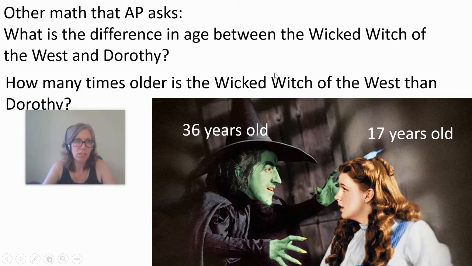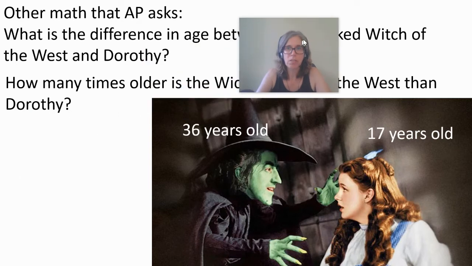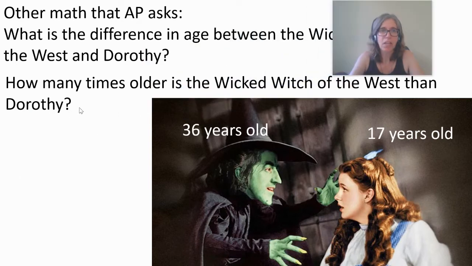Another question that they might ask is, how many times older is the Wicked Witch of the West than Dorothy? So how many times older, you're going to divide that. You're going to say 36 divided by 17. So 36 divided by 17 is 2.1. So she is a little bit more than 2 times older than Dorothy, which you kind of get because double 17 is 34, right?